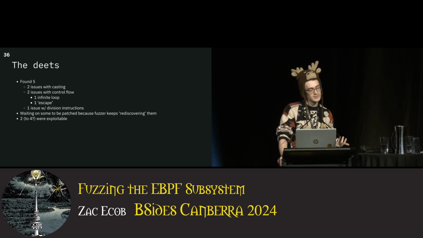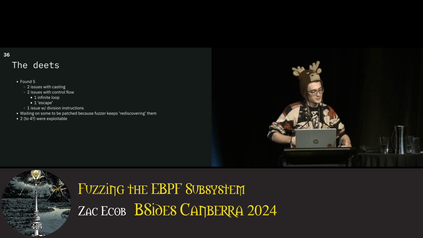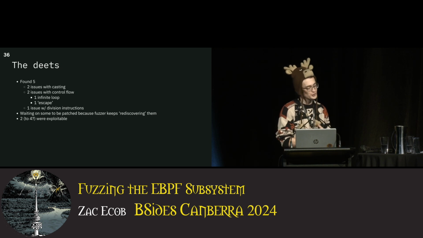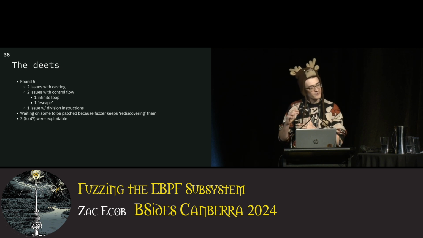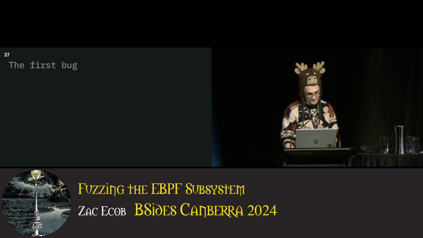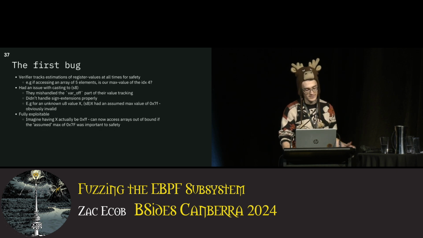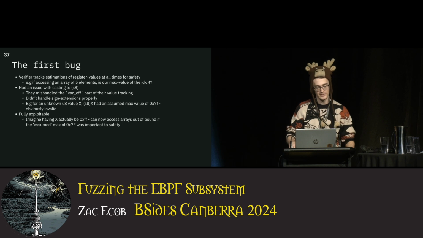I'm waiting on some of these to be patched, and that means I think my fuzzer can totally find more, but because there aren't that many bugs, once I find 1 bug, my fuzzer just keeps finding the same bug. So I'm just sort of chilling here until the kernel people do their stuff. And 2 to 4-ish were exploitable, depending on how optimistic you are. And I'll just quickly talk about some. This one's been patched, so I can fully talk about it.